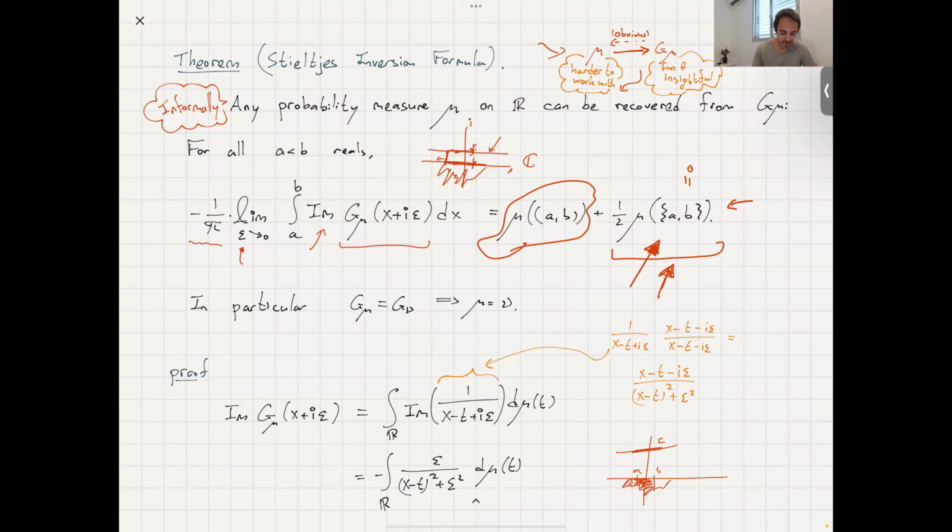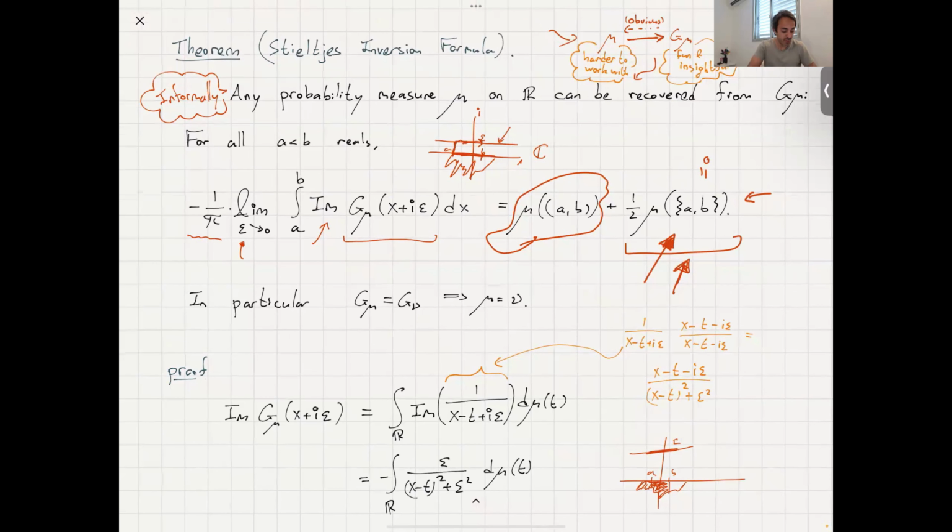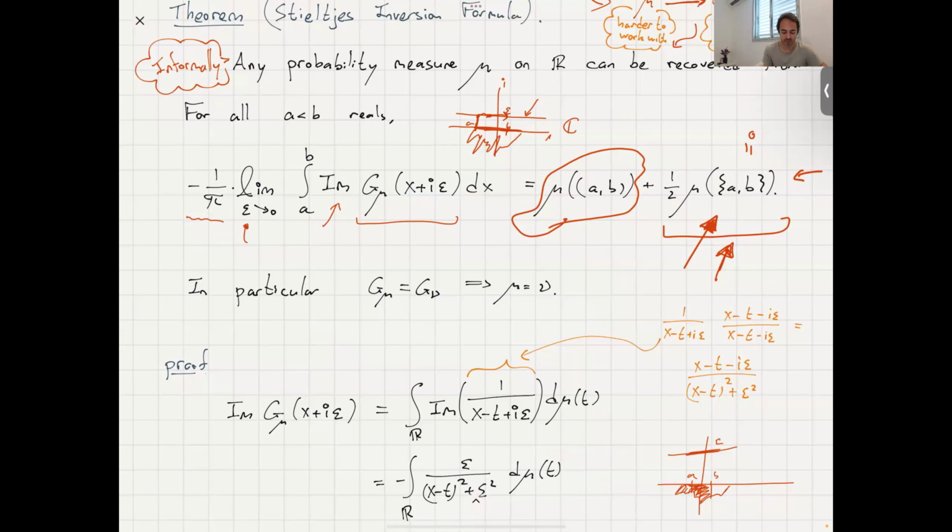Okay, so let's see the proof. It's a non-trivial and very cool proof. We will use much of what we learned in measure theory and slightly more. So let's start from here. This is the integrand on the left-hand side. Let's just open it up for a second.